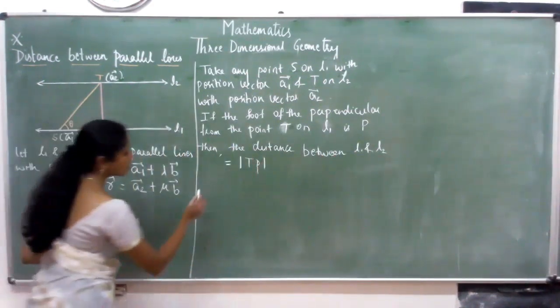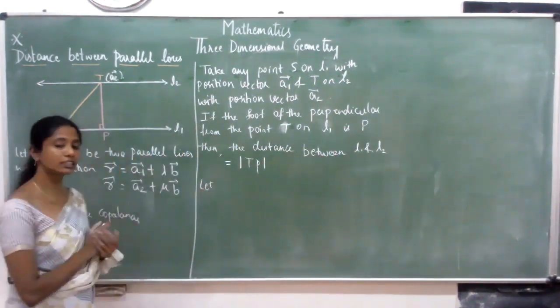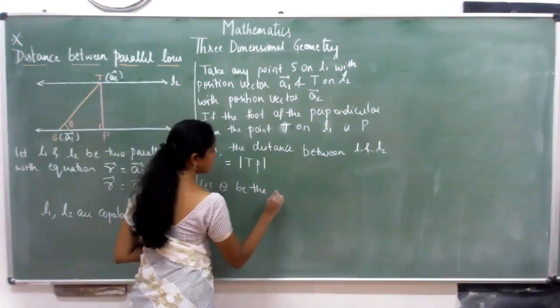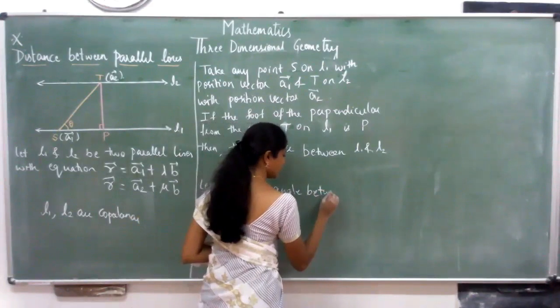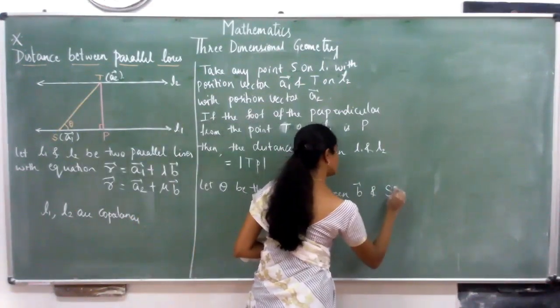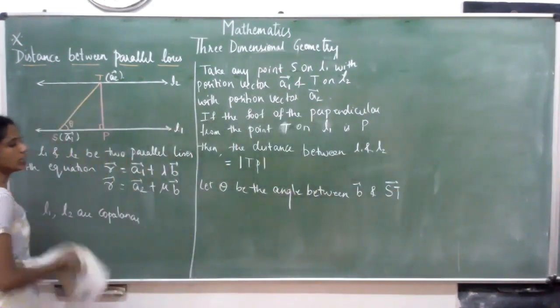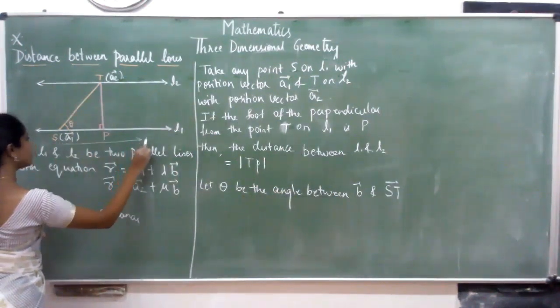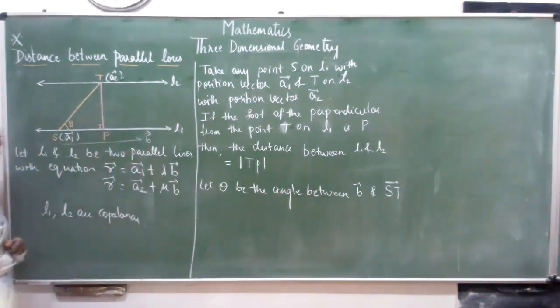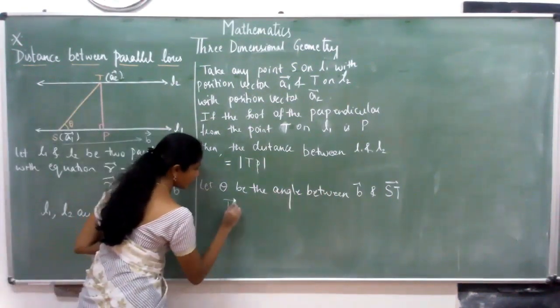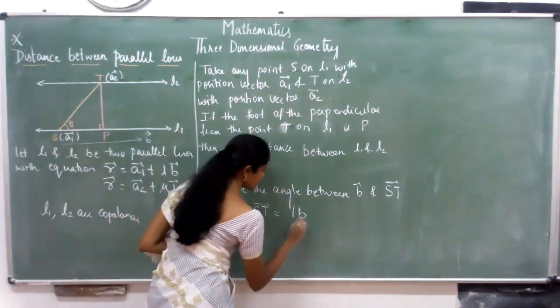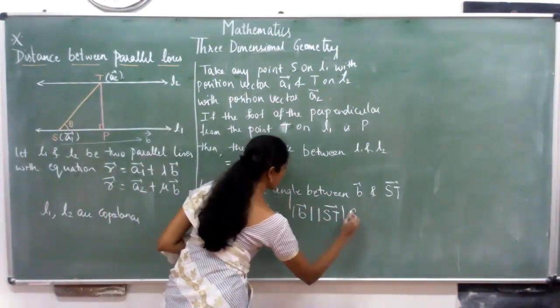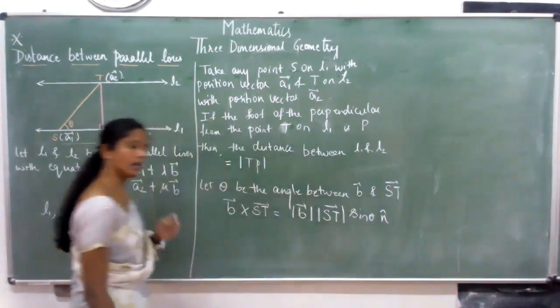Okay, so in order to find it, let us consider the angles here. So let theta be the angle between vector B and vector ST. This is vector ST. So we have a vector B which is parallel to both the lines L1 and L2. So I am finding the angle between ST and vector B. So this is given by vector B cross vector ST is equal to magnitude of vector B, magnitude of vector ST, sine theta, n cap.